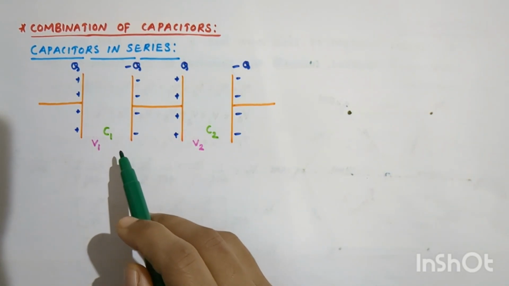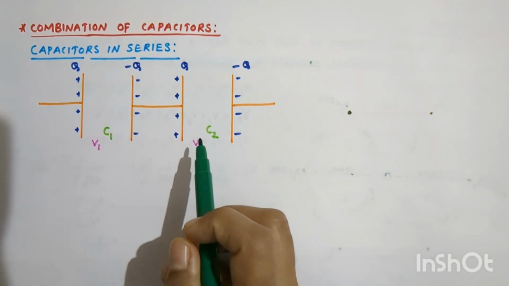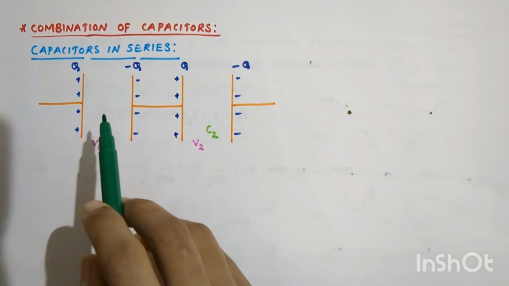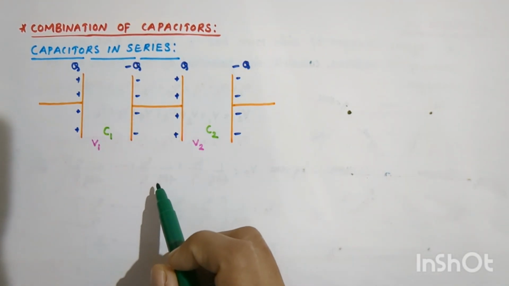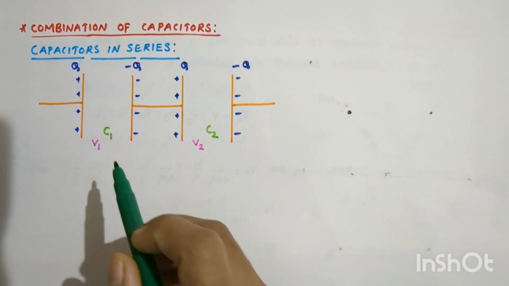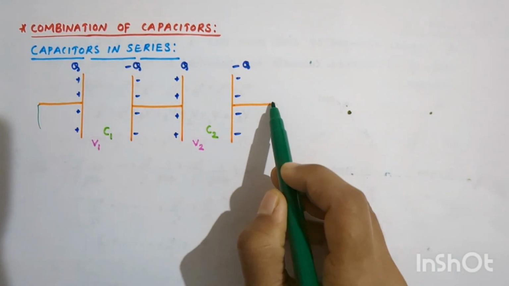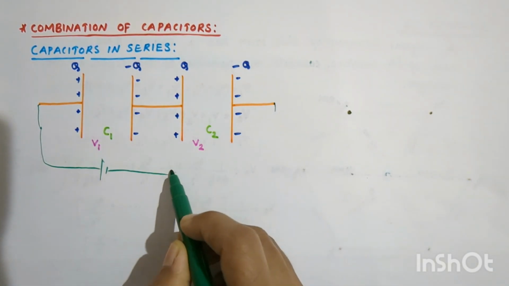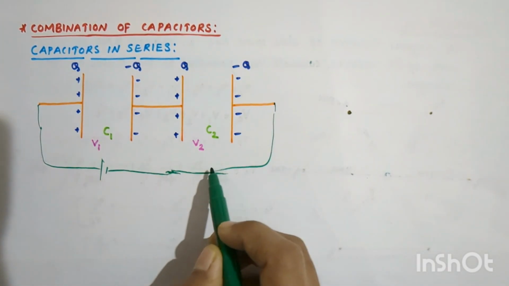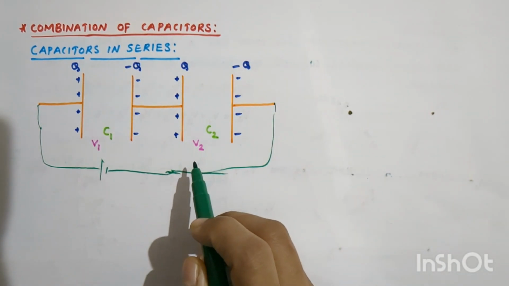Let C1 be the capacitance of the first capacitor and C2 be the capacitance of the second capacitor. Now you see these two capacitors are connected end to end, that is, they are connected in series. The two ends of the capacitors will be connected to a battery here, then only the circuit will become a closed circuit.